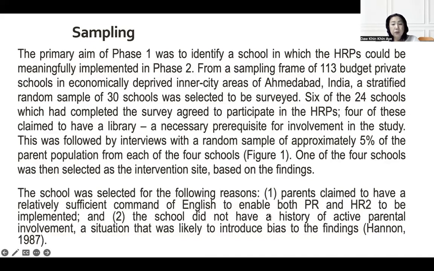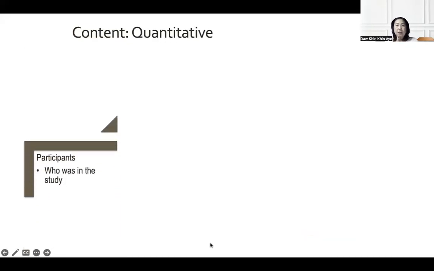Now, I would like you to have a look at it and read it. If you look at the last paragraph, it shows, in a way, a kind of criteria. The school was selected for the following reasons. 1, parents claimed to have a relatively sufficient command of English to enable both PR and HR2 to be implemented. 2, the school did not have a history of active parental involvement, a situation that was likely to introduce bias to the findings. Okay, let's move to the next one.